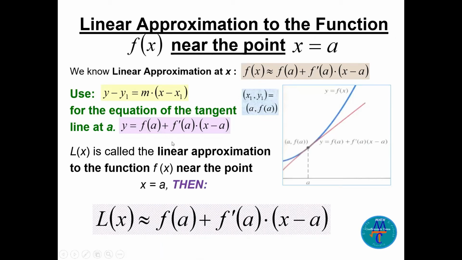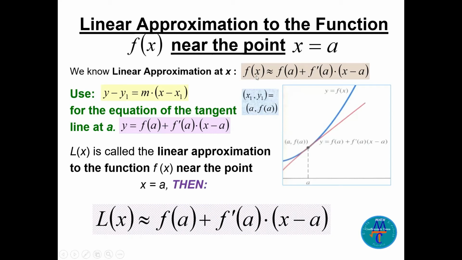Now, linear approximation to a function near the point x equals a. This is really nice. So we have a function here. See this blue f(x), it has a graph there. And we need to approximate this function. Whatever this function is, even if complicated, we can approximate it by a linear function near a.